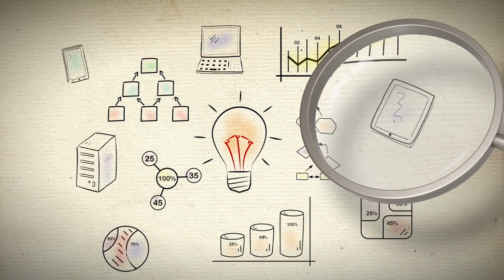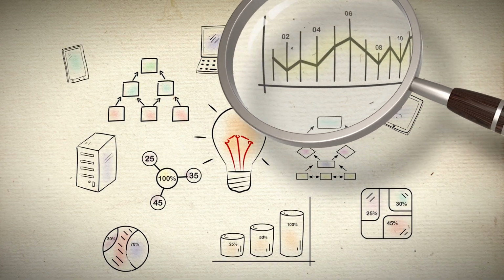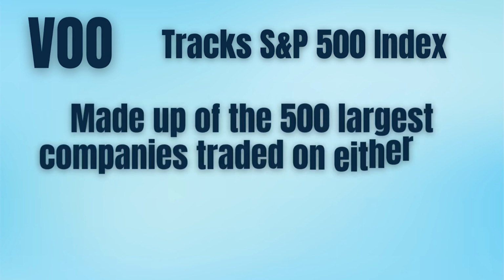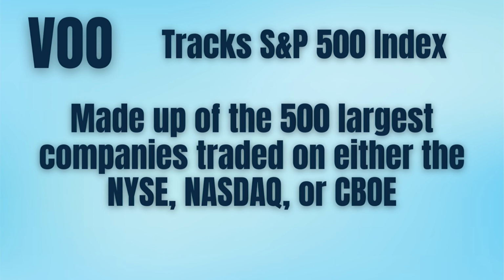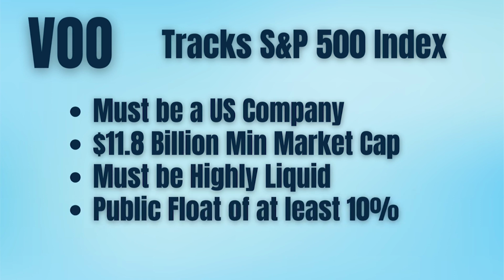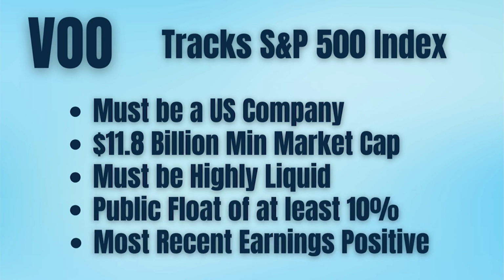Let's start with the methodology that each fund uses to pick what holdings make up the ETF. Generally speaking, VOO tracks the S&P 500 index. The S&P 500 is an equity index made up of the 500 largest companies traded on either the New York Stock Exchange, NASDAQ, or CBOE. To be eligible for S&P 500 index inclusion, a company should be a U.S. company, have a market cap of at least $11.8 billion US dollars, be highly liquid, have a public float of at least 10% of its shares outstanding, and its most recent quarter's earnings and the sum of its trailing 4 consecutive quarters earnings must be positive.